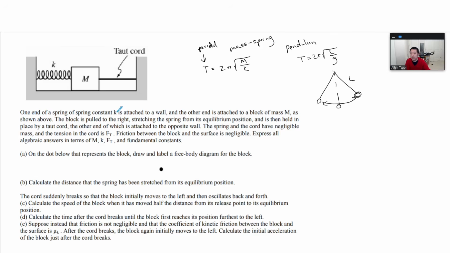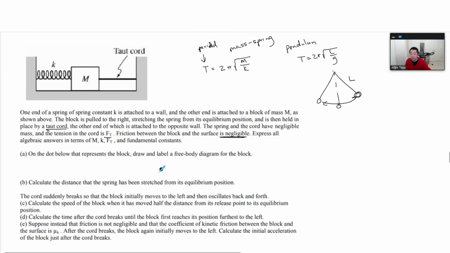One end of a spring of constant K is attached to a wall, and the other end is attached to a block of mass M. As shown above, the block is pulled to the right, stretching the spring from equilibrium position, and then held in place by a taut cord, the other end of which is attached to the opposite wall. The spring and the cord have negligible mass, and the tension of the cord is Ft. Friction between the block and the surface is negligible, so no friction. Express all answers in terms of M, K, Ft, and fundamental constants. On the dot below, which represents the block, draw and label a free body diagram for the block.